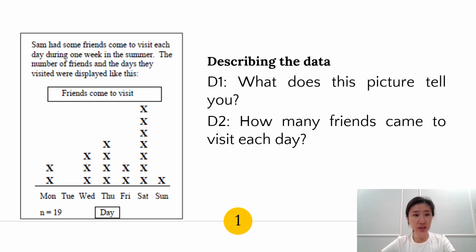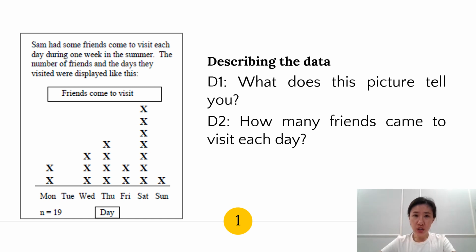Okay, let's look at this example here, where we have a picture graph that tells you that Sam had some friends that come over to visit each day during 1 week in the summer. The number of friends and the days they visited were displayed like this. So the crosses there represent the number of friends who came to visit his house every day of the week in 1 week in summer.